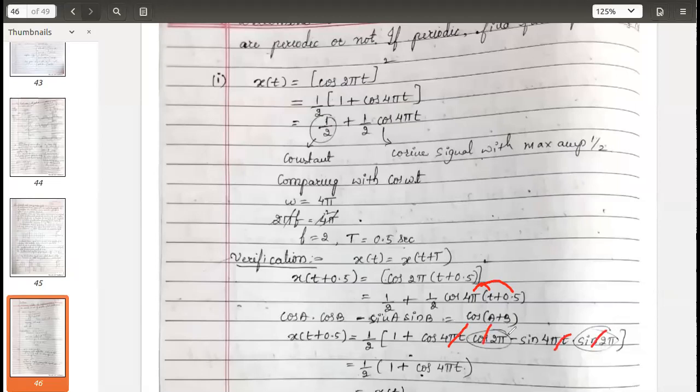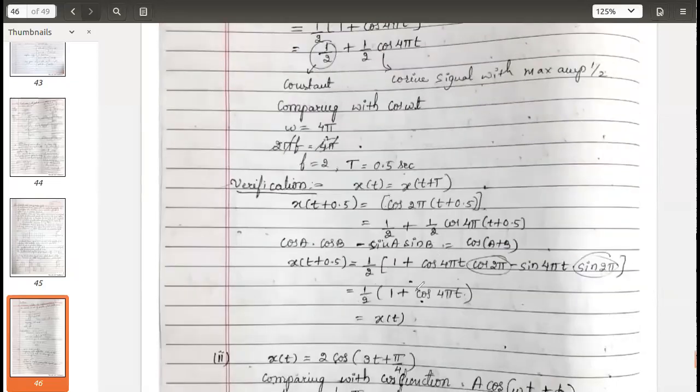After expanding, cos 2 pi is equal to 1 and sine 2 pi is 0, so that term will go. Only the first part remains, 1 plus cos 4 pi t. Now I can take the trigonometric formula in reverse: 1 plus cos 4 pi t divided by 2 is nothing but cos square of 2 pi t.